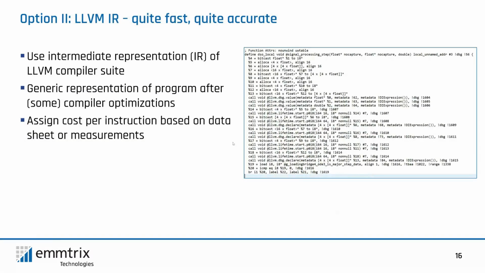The second option is to use the LLVM IR. So this is quite fast and quite accurate. The idea is that the LLVM compiler suite provides an intermediate representation. So here I have a screenshot of how this looks like. Basically, we have different operations, or here there are a lot of function calls. So this is a representation that is used inside of the compiler, and it is the representation after at least some compiler optimizations were applied.